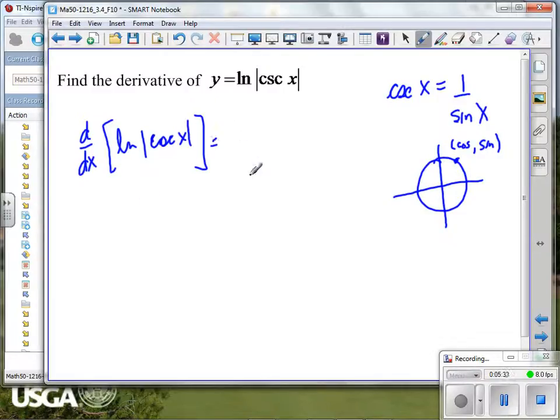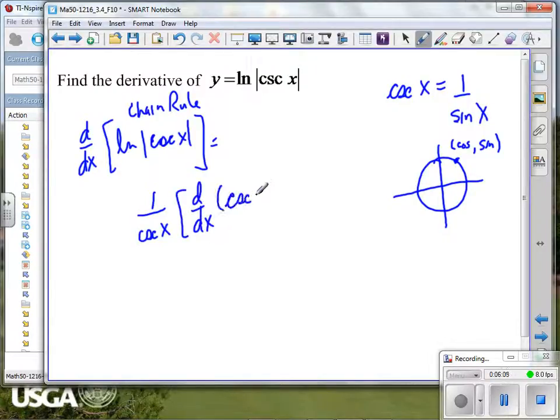Then this is going to be, well, once again, if we're talking about the derivative of a natural log, it always starts by being 1 divided by the quantity, and then because it's a function within a function, we have to use the chain rule. So I'm just going to remind us by putting chain rule up here. So this now has to be the derivative with respect to x of cosecant x.